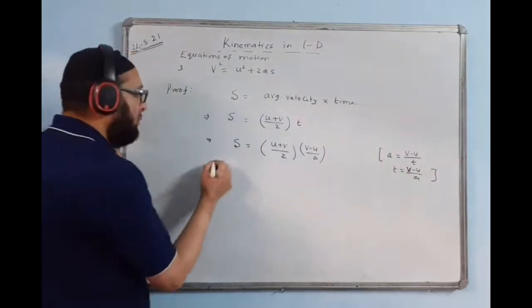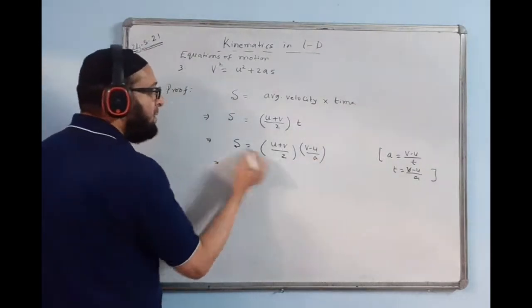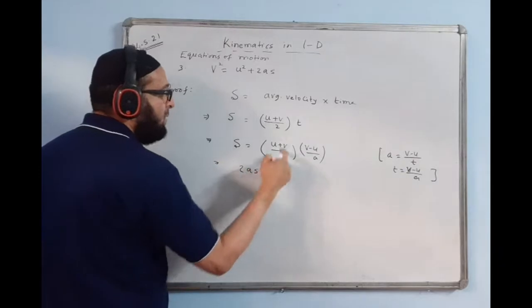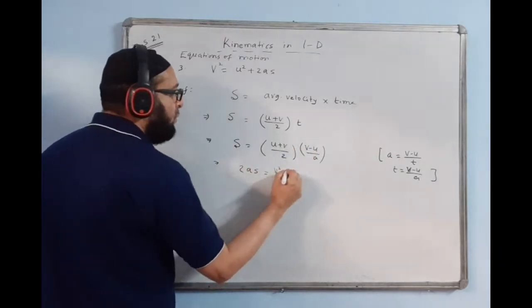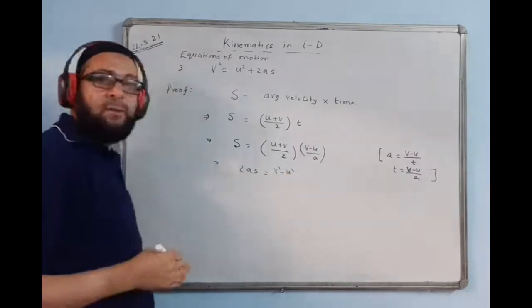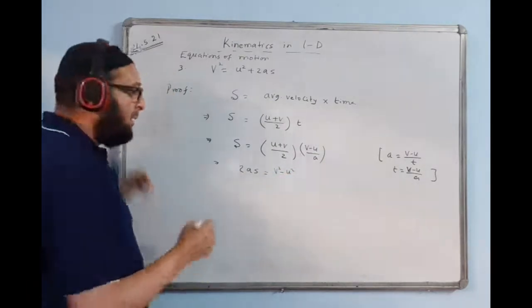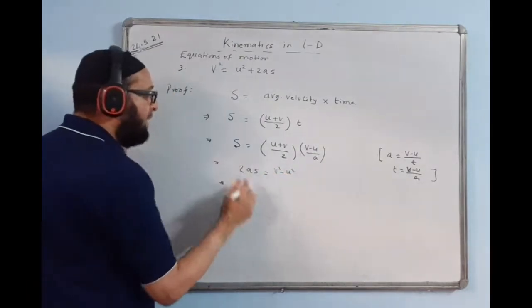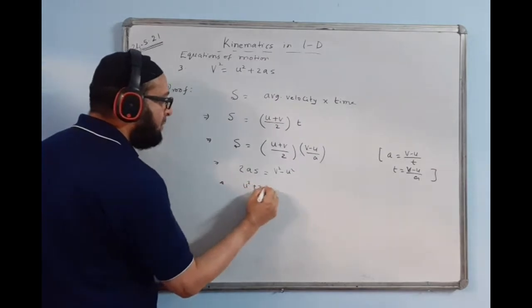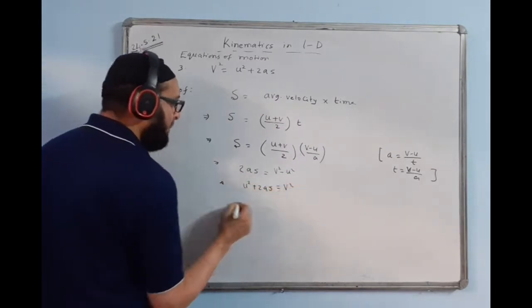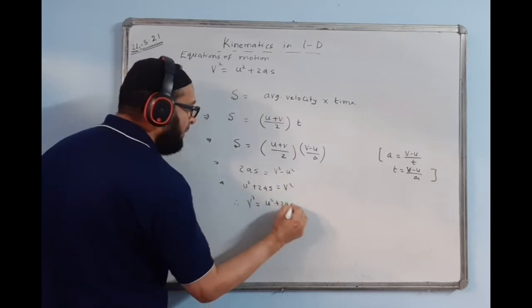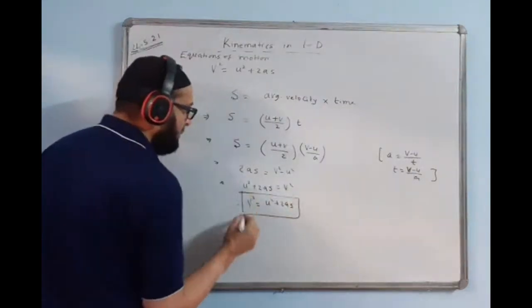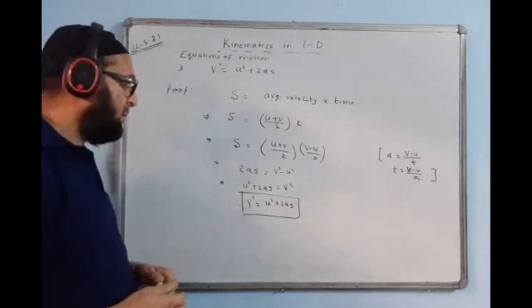Let us do cross multiply like this. They become 2as. I'll multiply this one, v minus u and v plus u. V square minus u square, using the a square minus b square formula. Now u square you bring this side, it becomes u square plus 2as is equal to v square. Therefore v square becomes u square plus 2as. This becomes the formula.